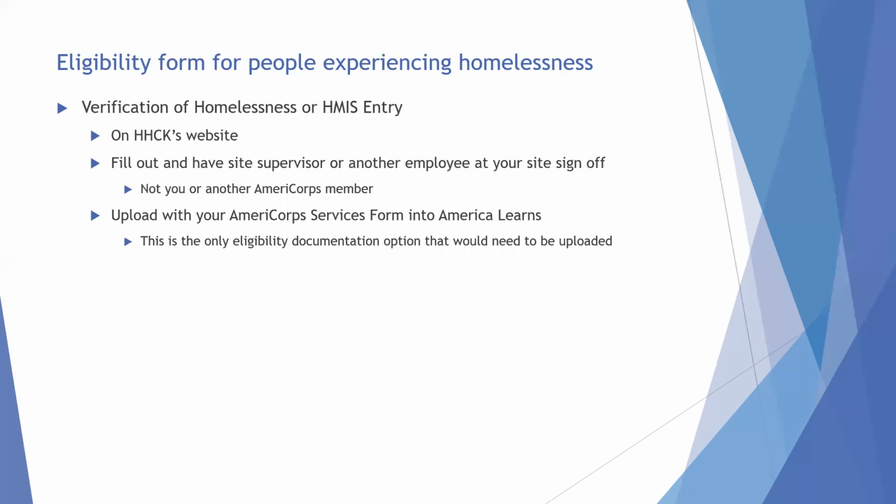You'll select the option that best applies to your client, and you'll have your site supervisor or another employee at your site sign off on it. You are not going to sign it, and another AmeriCorps member won't sign it. We need someone that officially works for your organization to verify it. This is the one household eligibility form or documentation that you're going to upload into AmericaLearns. You would include it with your AmeriCorps services form when you put it in AmericaLearns.